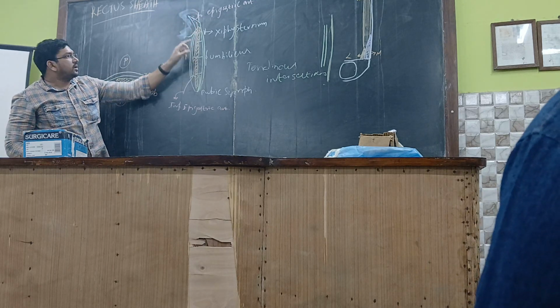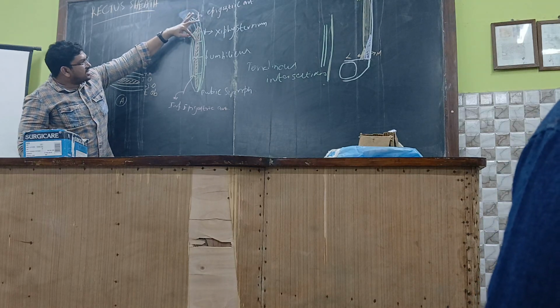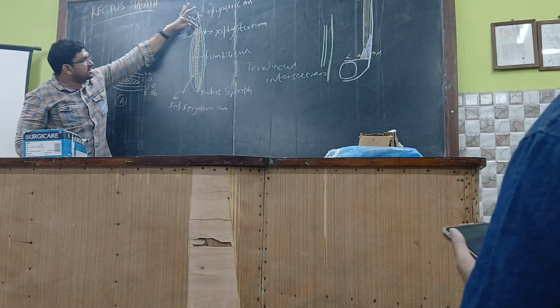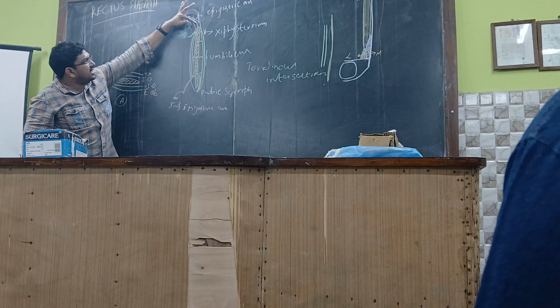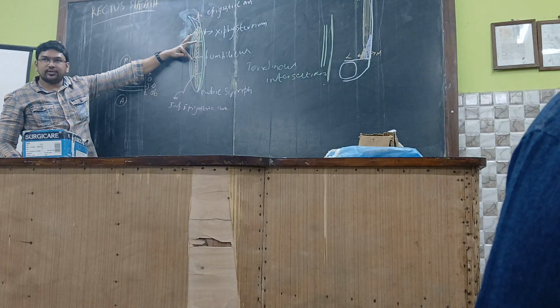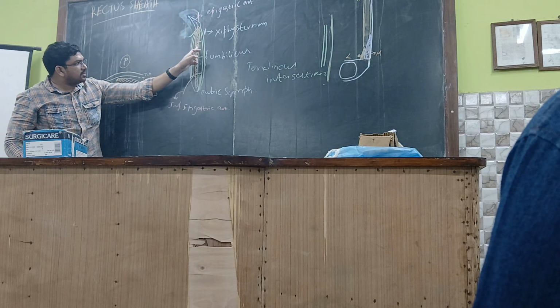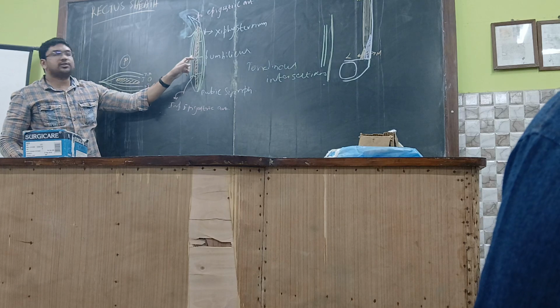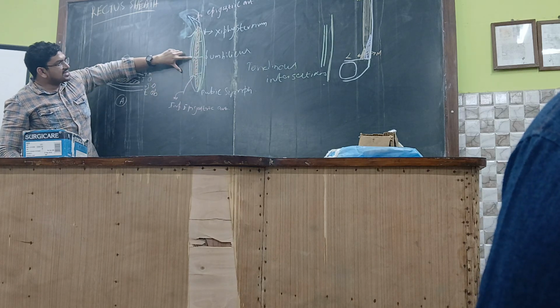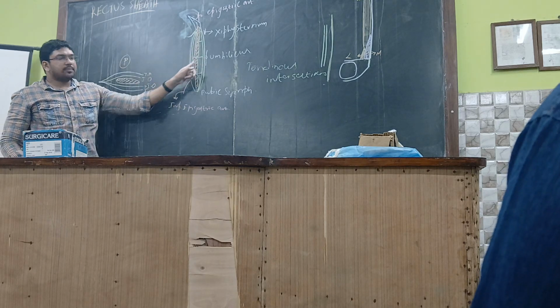So this is the space of Larrey, and this is the superior epigastric artery going within the substance of, or behind, the rectus abdominis in this manner. Within the substance of the muscle or behind the muscle, it will be reaching the umbilicus and anastomosing with the inferior epigastric artery.